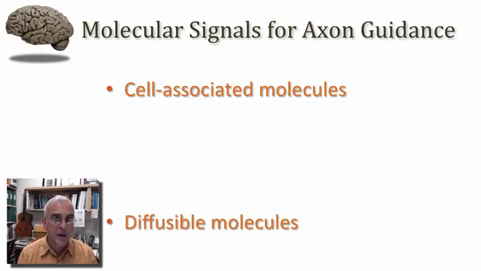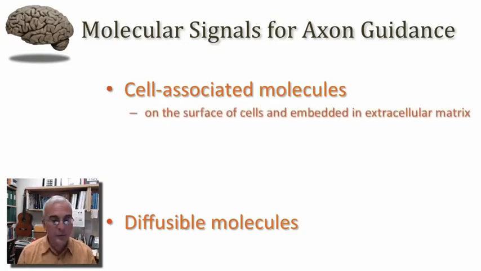That's one category. Another category are diffusible molecules. So as that implies, these are not cell-associated, they're not bound to a membrane or to the matrix, but rather they are freely diffusing in the extracellular spaces of the developing nervous system or the developing embryo. So let's look at specifically what we have in mind here.